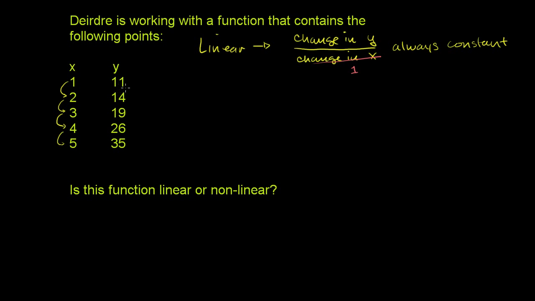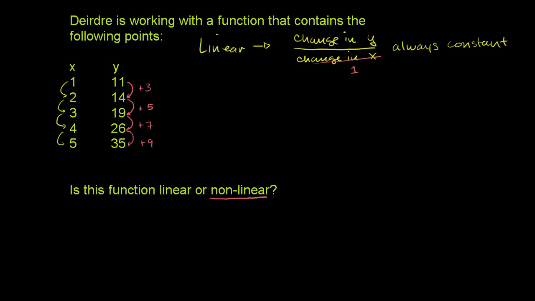When we go from 11 to 14, we go up by 3. When we go from 14 to 19, we go up by 5. So I already see that it is not constant. We didn't go up by 3. This time we went up by 5. And here we go up by 7. And here we're going up by 9. So we're actually going up by increasing amounts. So we're definitely dealing with a nonlinear function.